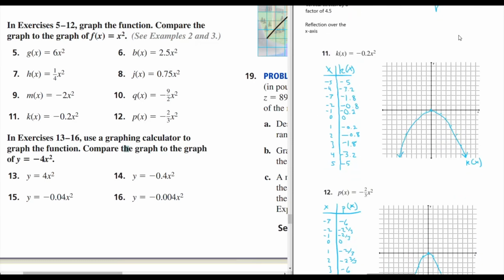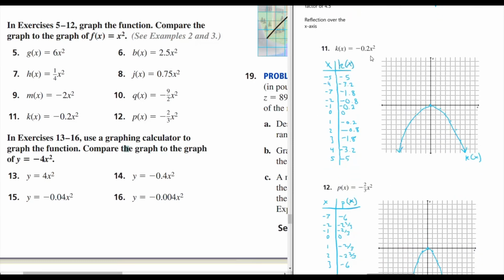Like the parent function. On number 11, again, that negative is the same. So again, we have a reflection over the x-axis, so it's opening down. Our leading coefficient, though, if we take the absolute value, is 0.2, which is not greater than 1. So this is a vertical shrink by a factor of 0.2. So it's 0.2 the distance away from the x-axis. So we're closer to the x-axis than the parent function for the heights, or the y-coordinates. And then this is a reflection over the x-axis because of the negative leading coefficient, and it causes it to open down.